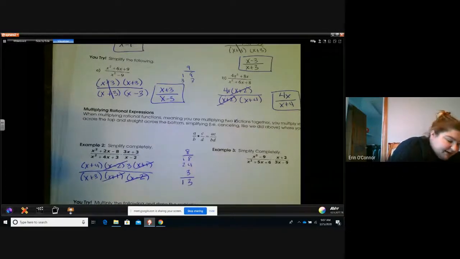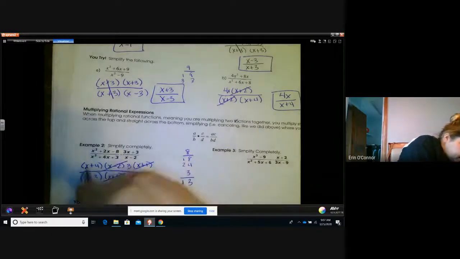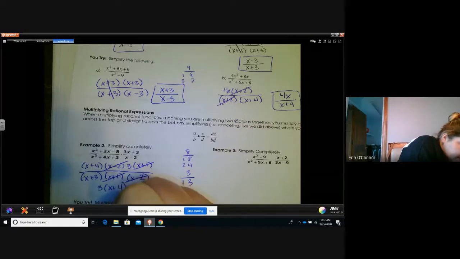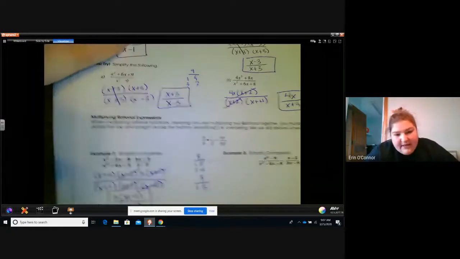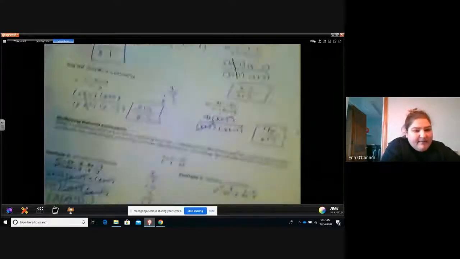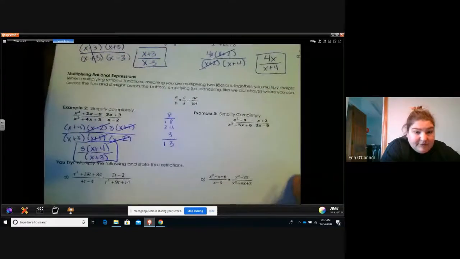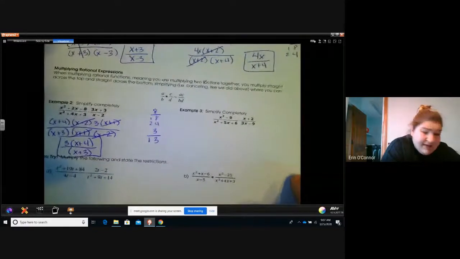Now, as we rewrite this, we're always going to put this number in the front. So it's going to be 3 parentheses x plus 4 parentheses over parentheses x plus 3. I would probably add the parentheses in this one only because you have that 3 in the front. You might not see them in the denominator, but I would add it. Okay. We're going to do the same thing on the next one.